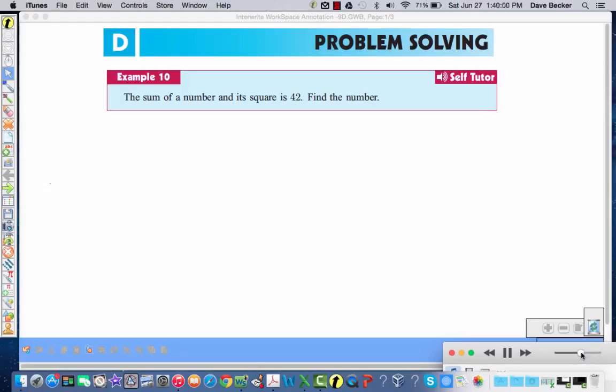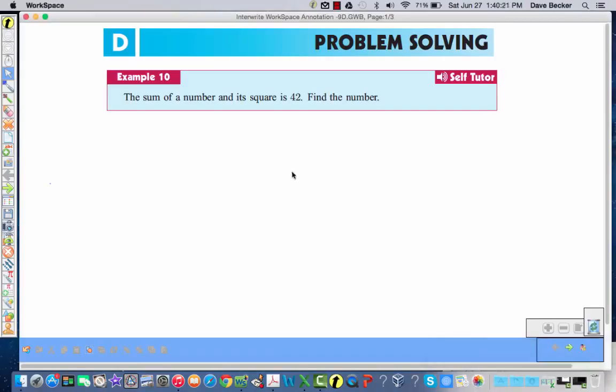We are back and better than ever, and right now we are going to explore problem solving. Solving problems that can be modeled using quadratic equations. So let the excitement begin. Let's get to it, shall we?